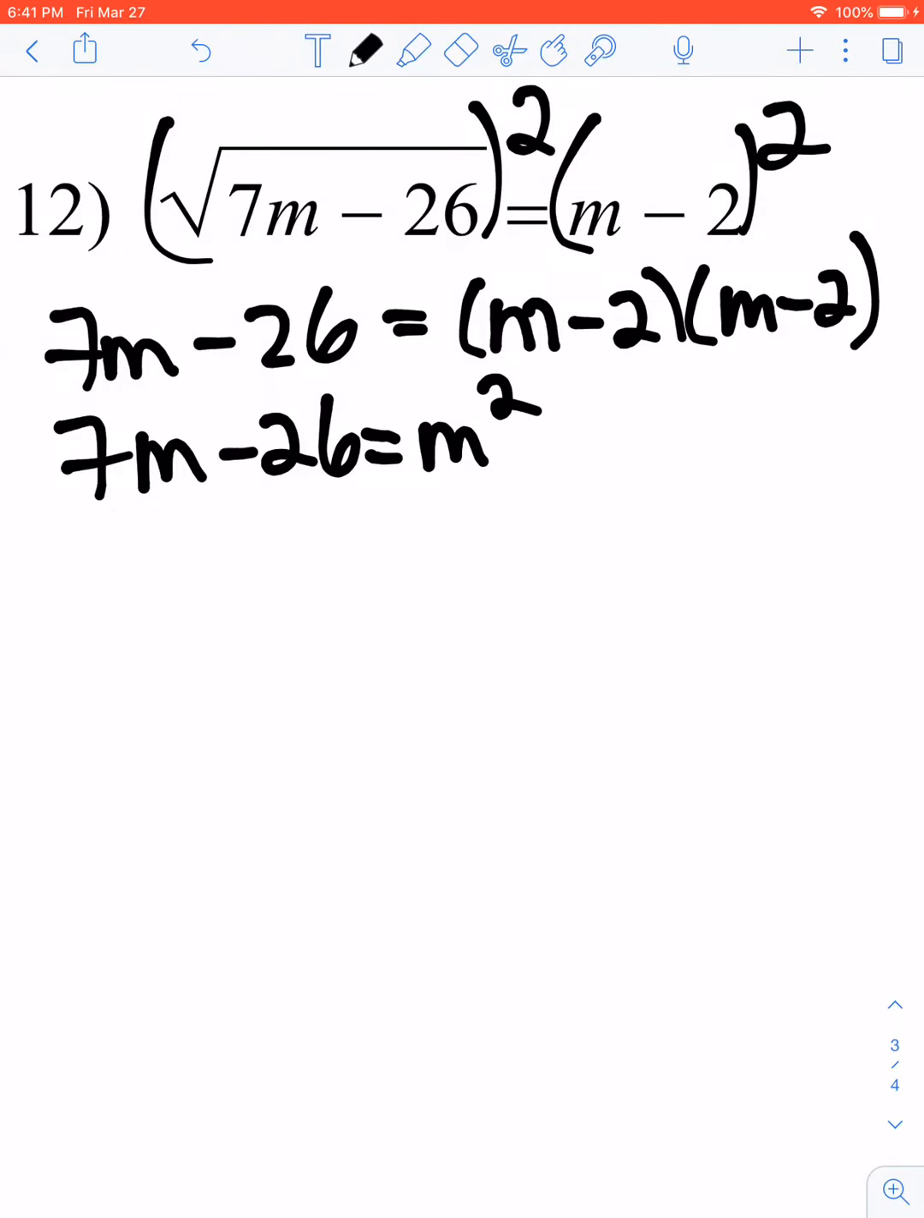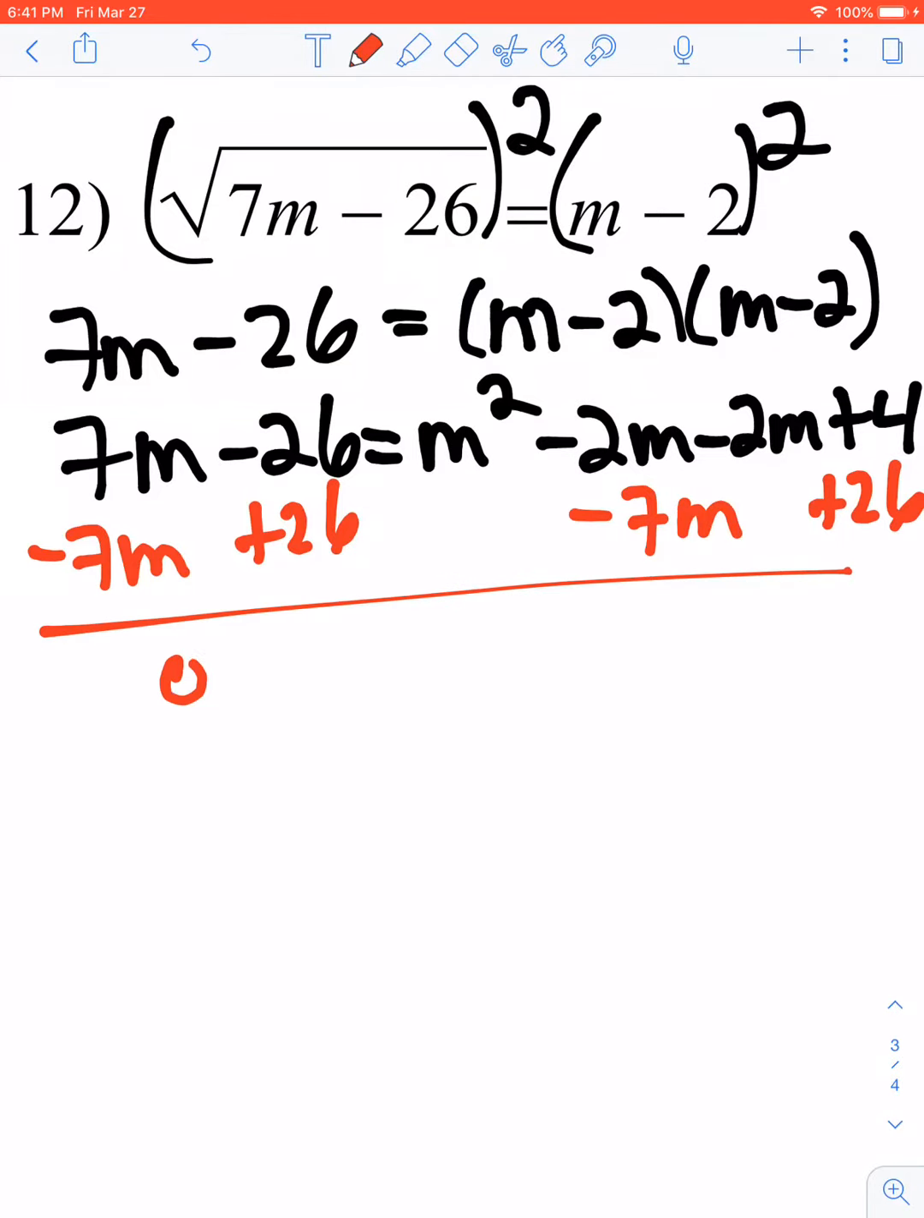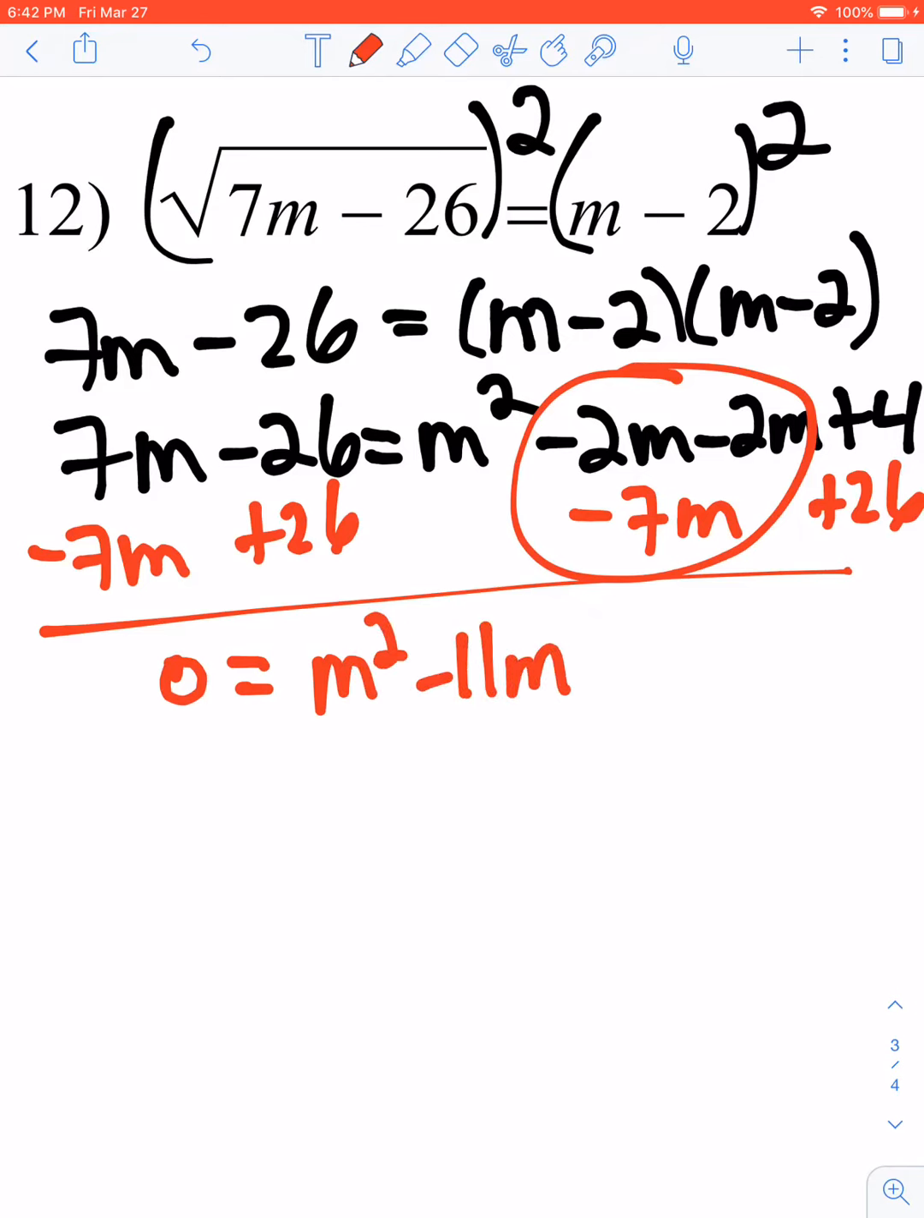So I get m squared minus 2m minus 2m plus 4. Friends, this is a quadratic. A quadratic has to equal 0. So I'm going to subtract 7m and add 26 to both sides. So I get m squared. You can use a calculator to combine those terms, but negative 2 minus 7 gives me a negative 11. And then 4 plus 26 gives me 30.